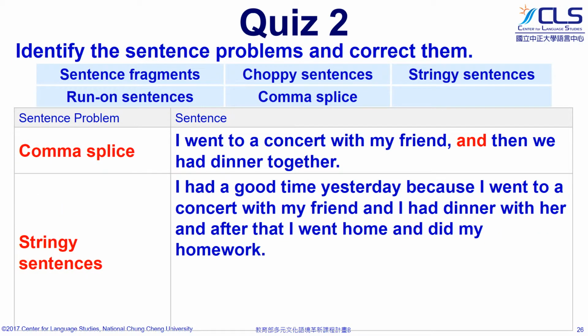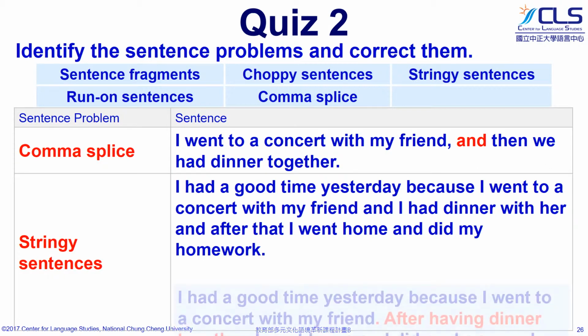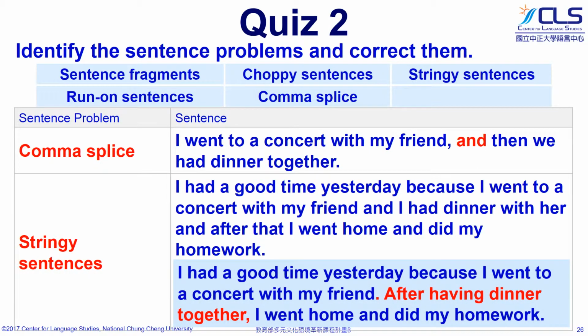Next, it's comma splice, which uses only a comma to separate the two independent clauses. "I went to a concert with my friend, and then we had dinner together." The connector must be used. Finally, the last one is stringy sentences that consist of two independent sentences connected with and or because. And we can rewrite them by separating the sentences, changing the clause into prepositional phrases, and changing the word order.